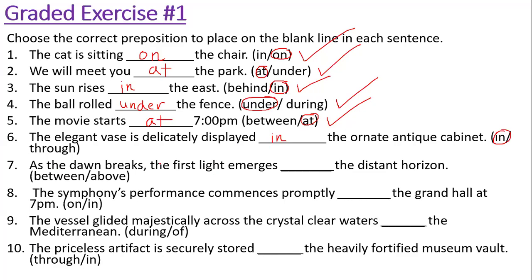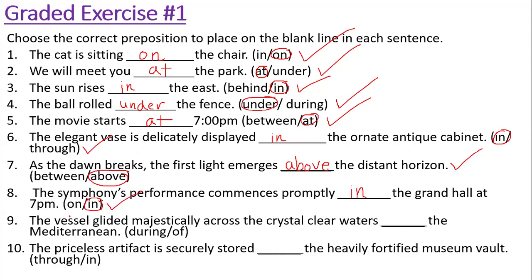All right. As the dawn breaks, the first light emerges, blank, the distant horizon. Above. You could be above the horizon. That's fine. All right. The symphony's performance commences promptly, blank, the grand hall at 7 p.m. In the grand hall. You have to be inside the hall. But you can be on the roof. It's the only option.